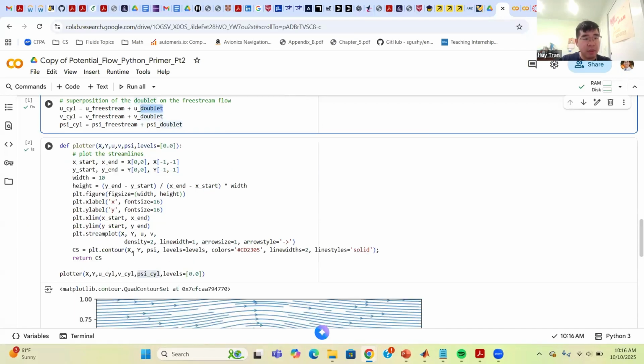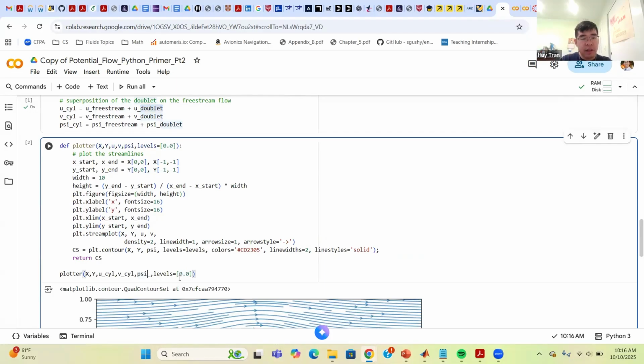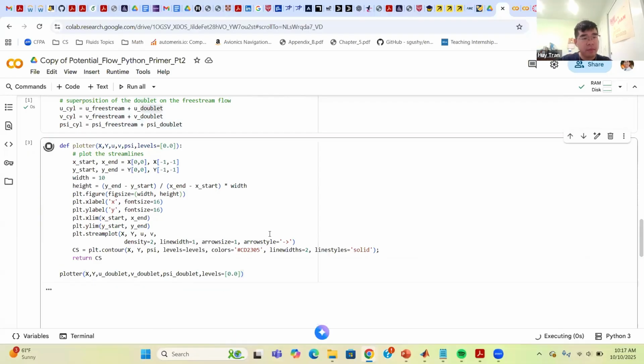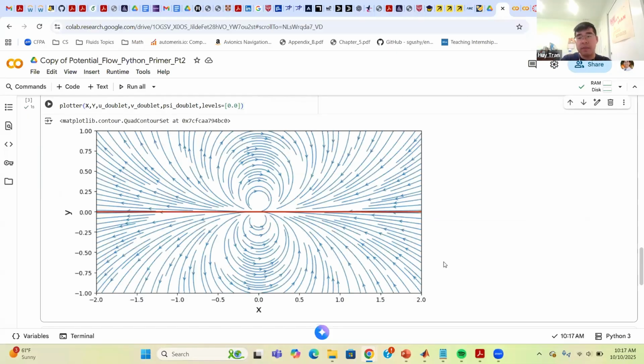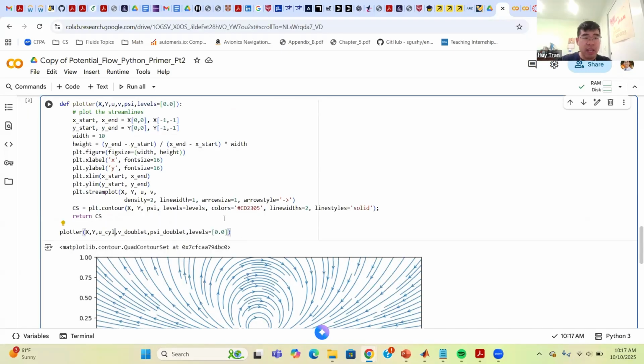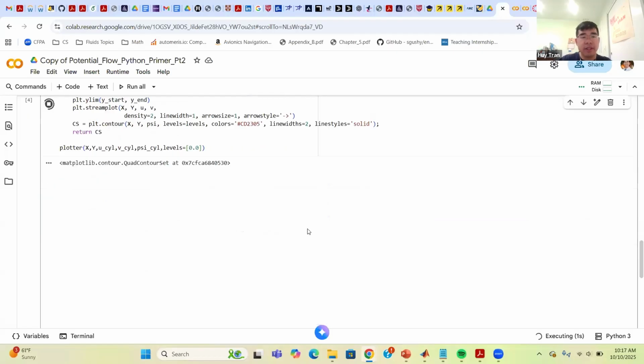So I want to plot just the doublets, just the values of the doublets, just to show you what the doublet looks like without the flow. Doing so, you get essentially what's called a dipole source. It looks like a figure 8. That's what this function is making. But when you attach a free stream to the overall field, you have flow over a cylinder.